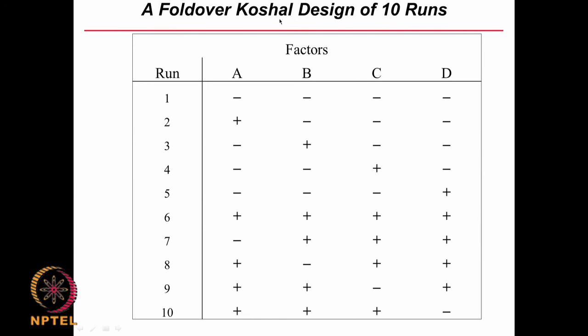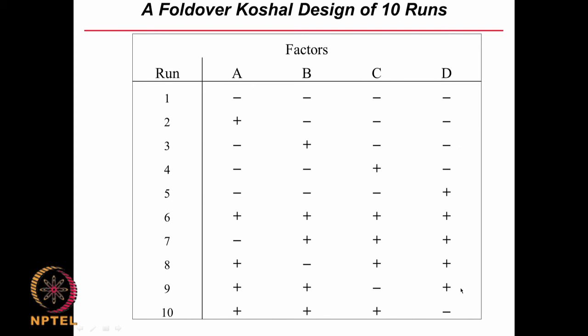There is something called a fold over Kaushal design, 10 runs. You have 4 variables. With a Plackett-Burman design, I can do 4 experiments also. I can even do half of the 2 power 4 factorial design, that is 2 power 4 minus 1, that is 8 experiments also we can do. Okay. This is called a Kaushal design.